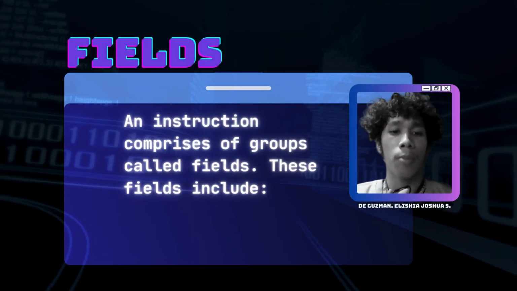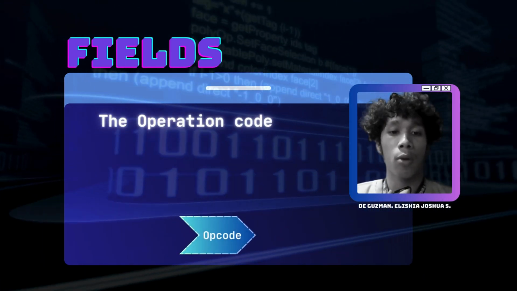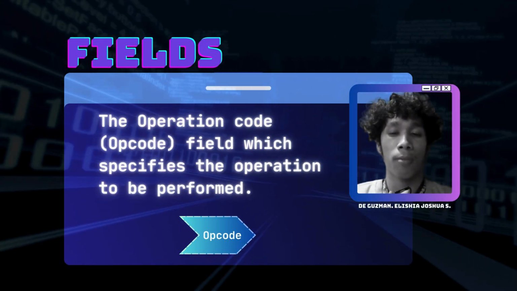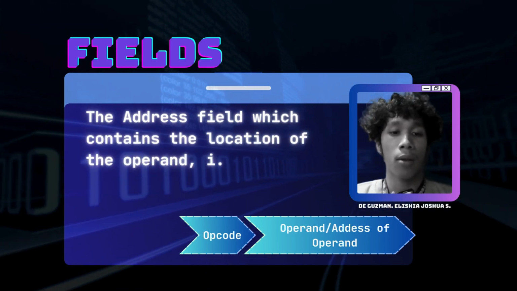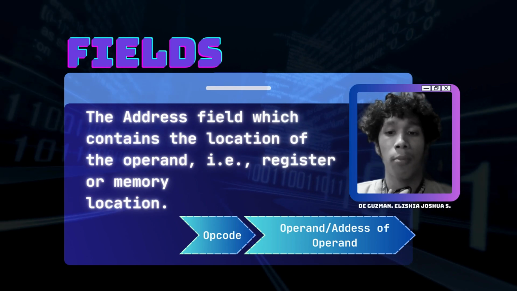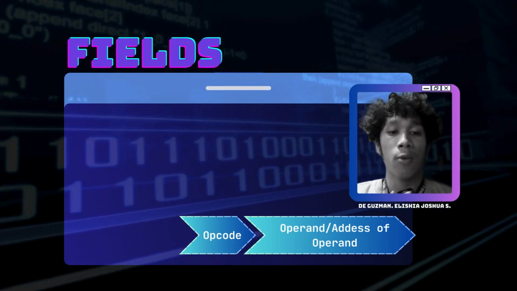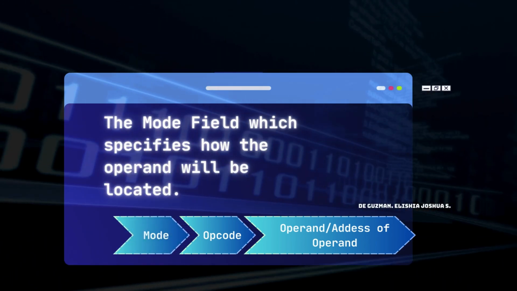An instruction comprises groups called fields, and these fields include the operation code or opcode field, which specifies the operation to be performed, such as addition. The next one is the address of operand, or the address field, which contains the location of the operand, for example if it's in a register or memory location. And lastly, we have the mode field, which specifies how the operand will be located.